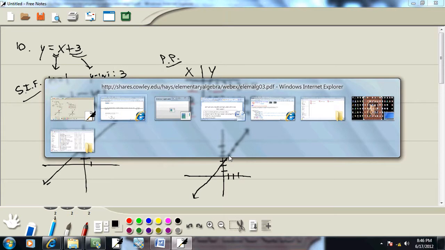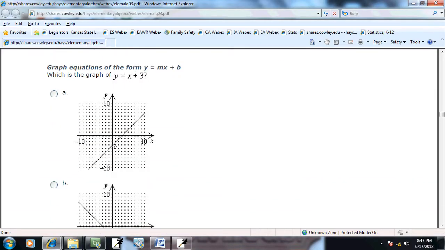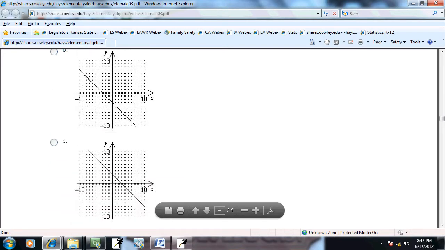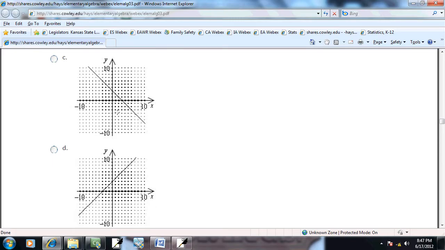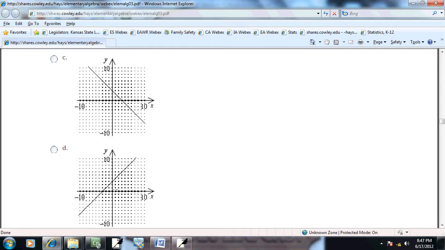Let's go over here and look at our answers. Well, that passes through negative 3. That's no good. We said our y-intercept was 3. B is no good. And so it's between C and D. And one of them is going in the wrong direction. So the only one that's even a possibility is D as in David.